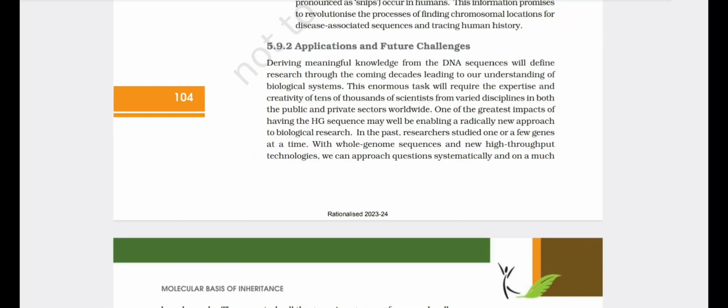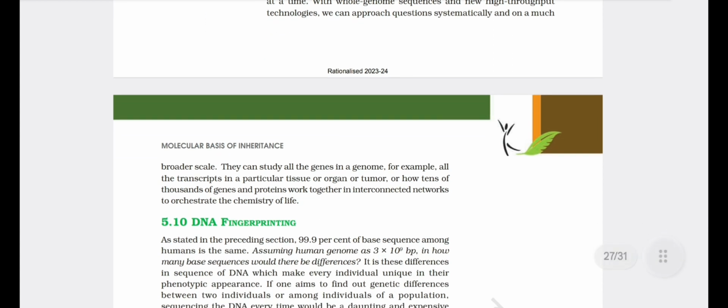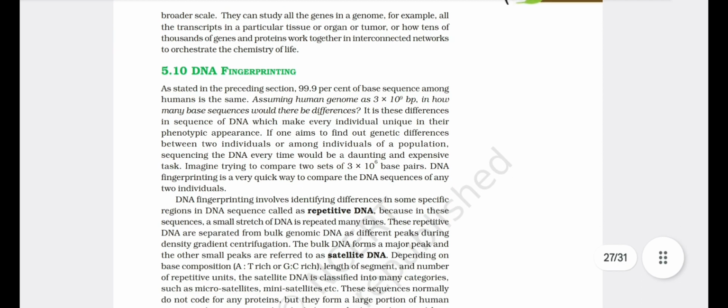The research on sequencing the whole human genome has many applications. It helps us a lot, and we can study all the genes in a genome, or all the transcripts in a particular tissue, organ or tumor, or how tens of thousands of genes and proteins work together in an interconnected network to orchestrate the chemistry of life. So that is all about the Human Genome Project. Next, what is DNA fingerprinting?